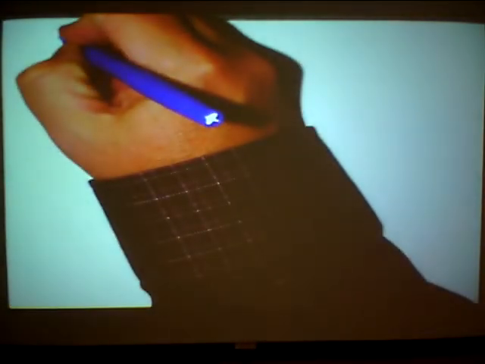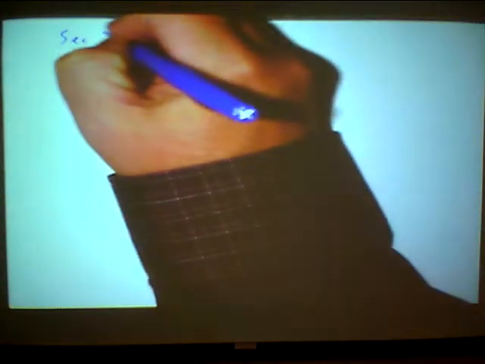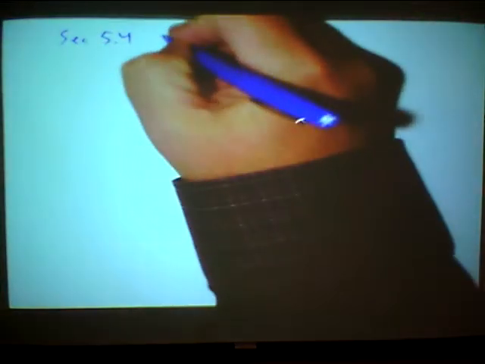First one I'll do is number 63, so this is once again section 5.4 from your book, number 63.